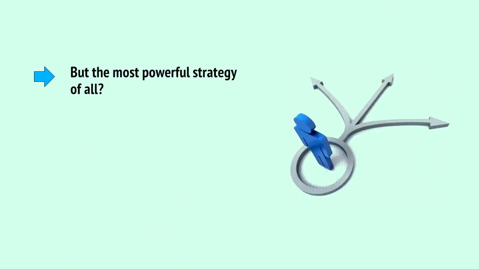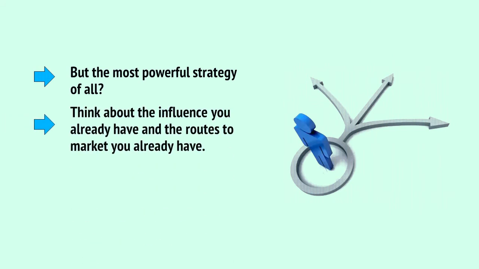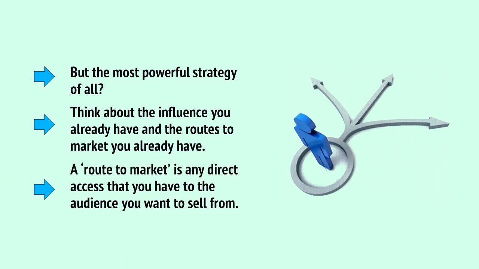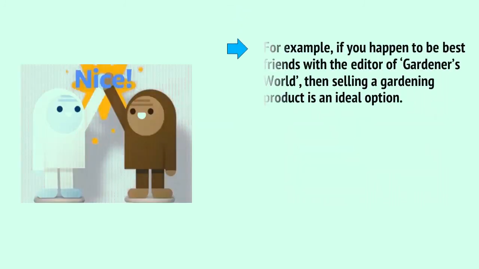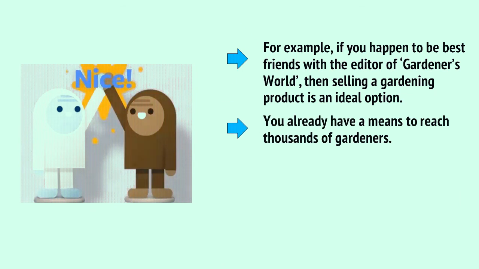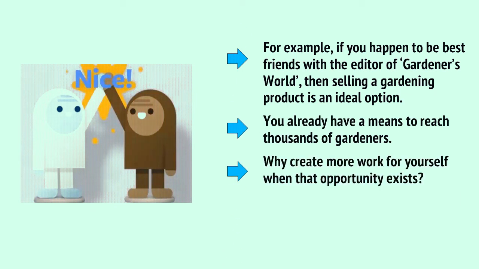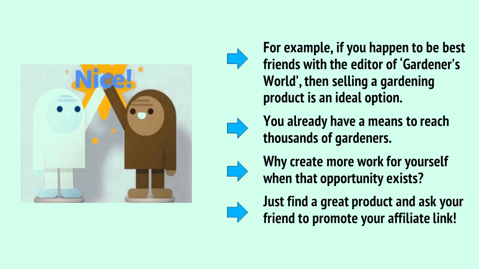The most powerful strategy of all? Well, think about the influence you already have and the routes to market that you already have. A route to market is any direct access that you have to the audience you want to sell from. For example, if you happen to be best friends with the editor of Gardener's World, then selling a gardening product is an ideal option. You already have a means to reach thousands of gardeners. Why create more work for yourself when that opportunity exists? Just find a great product and ask your friend to promote your affiliate link.